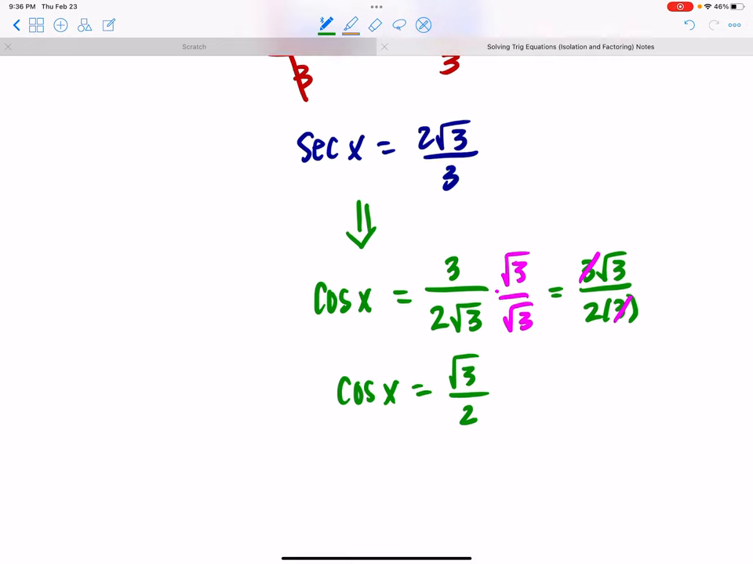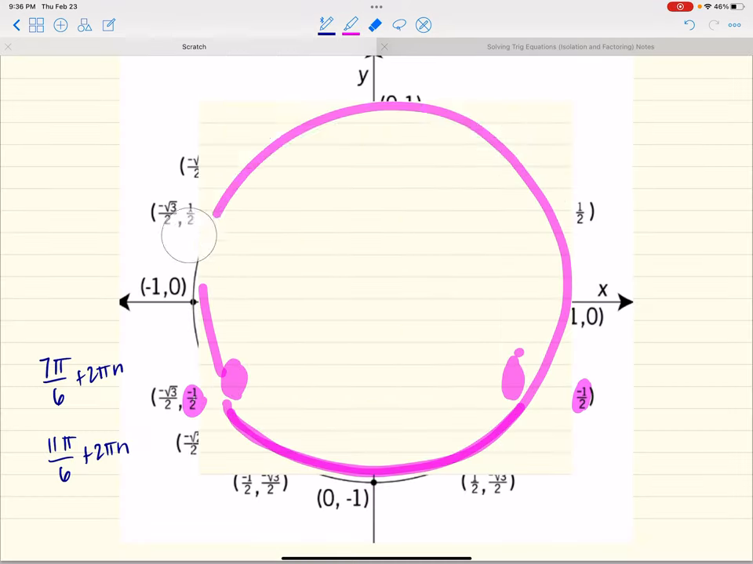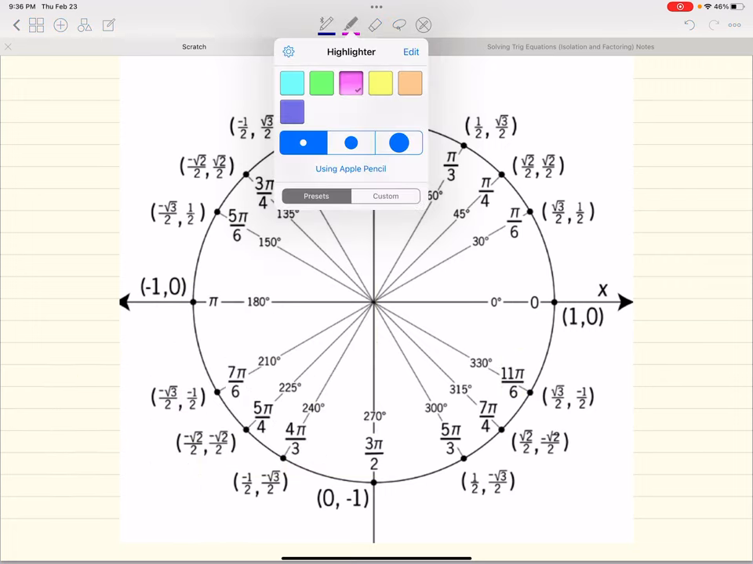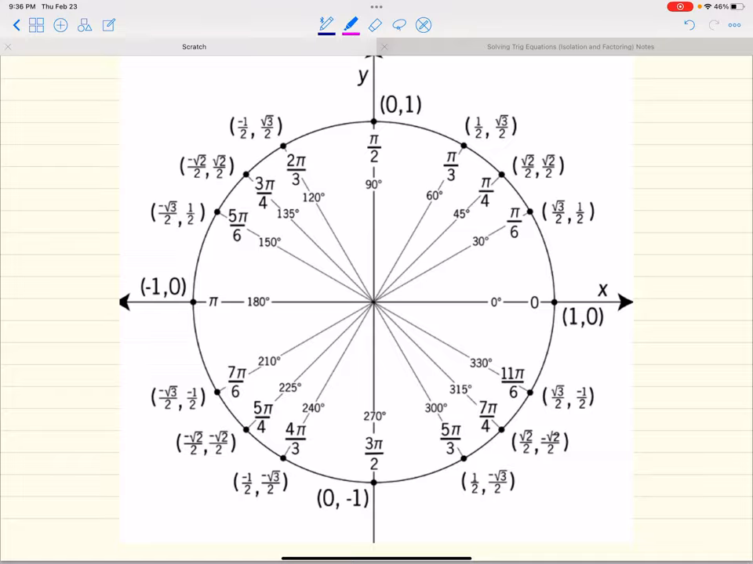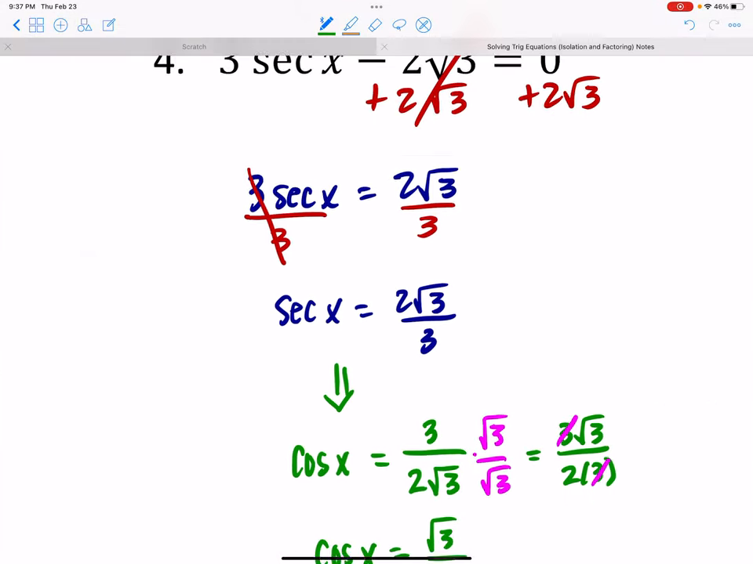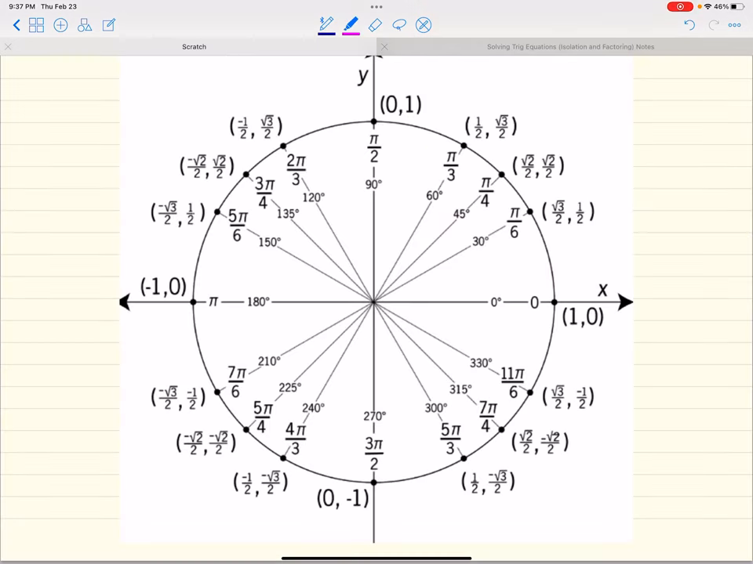Okay, so back to our unit circle, we're looking for where the cosine is radical 3 over 2. Where's our cosine radical 3 over 2, and it was positive, correct? Yes, just making sure. Alright, so cosine's got to be positive radical 3 over 2 right here. So pi over 6 is going to be a solution. And cosine is going to be a positive radical 3 over 2 right here. So 11 pi over 6 is going to be a solution.